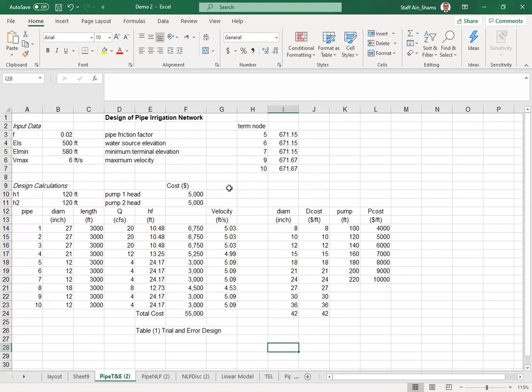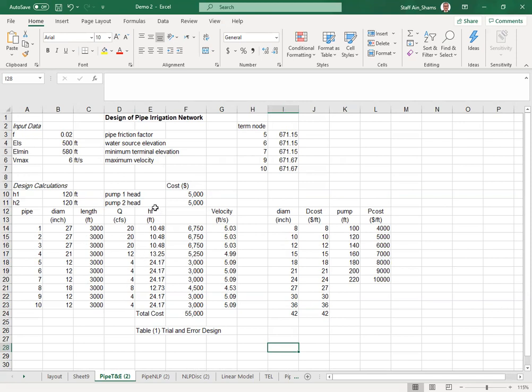And a section here for the design calculations for pipes, including pipe number, diameter, length, and discharge. The discharge is calculated backwards from the 4 CFS at the terminal nodes, the head loss, and the cost of pipes. The cost of pumps is shown here, but because pipe diameters and pump heads cannot be continuous variables, we have to choose the values for cost of pipes and pumps from a table here, where these are the available diameters in the market and the available pump heads in the market with the corresponding cost coefficient.